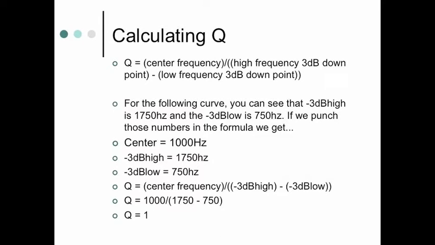For the following curve, you can see that if the high frequency is 1750 hertz, where it's 3 dB down, and 750 on the other side, where it's 3 dB down, you subtract, and you're going to get 1,000 hertz from here to here. And if this happens to be centered at 1,000 hertz, you've got 1 over 1, which ends up being 1 for Q. And what it really means is that it's as wide as it is high. Higher value Q means it looks more like this.